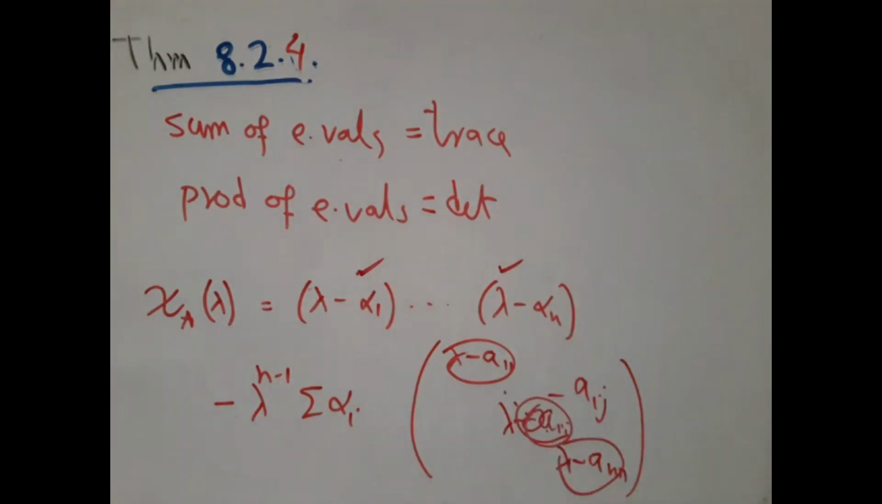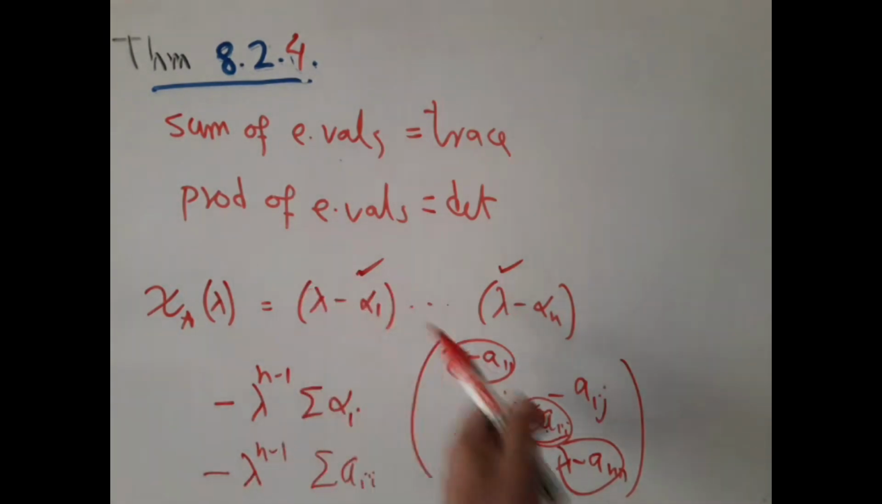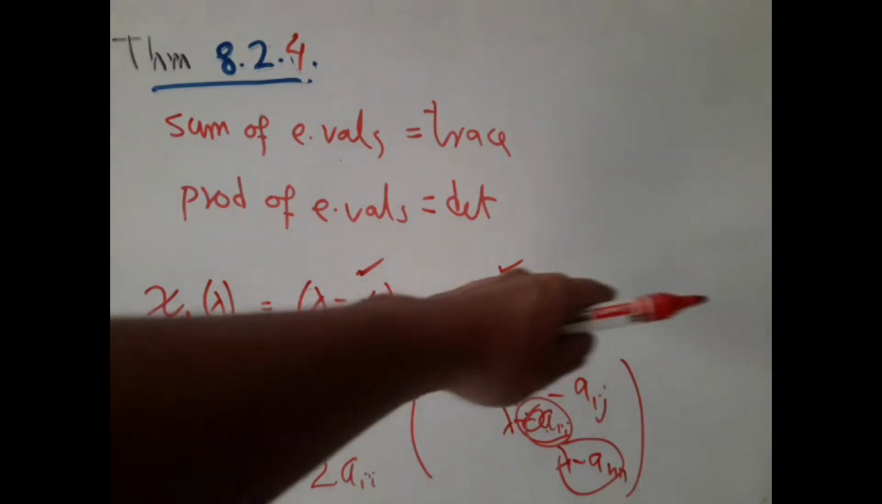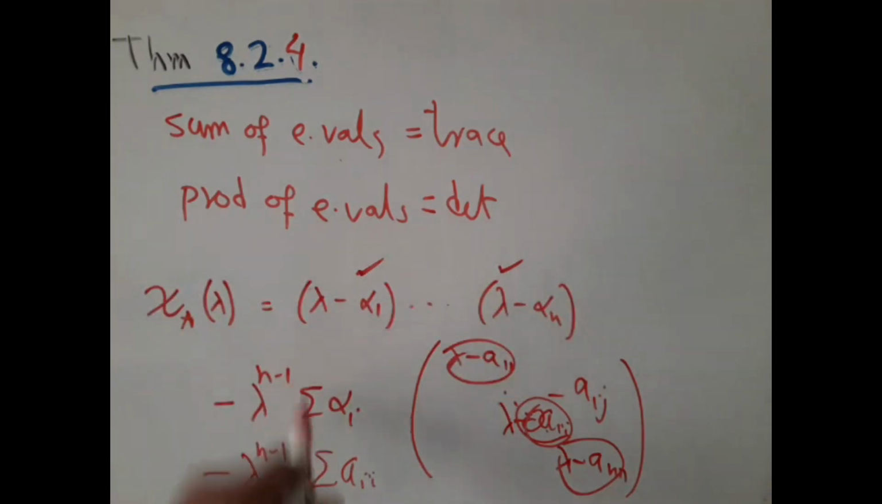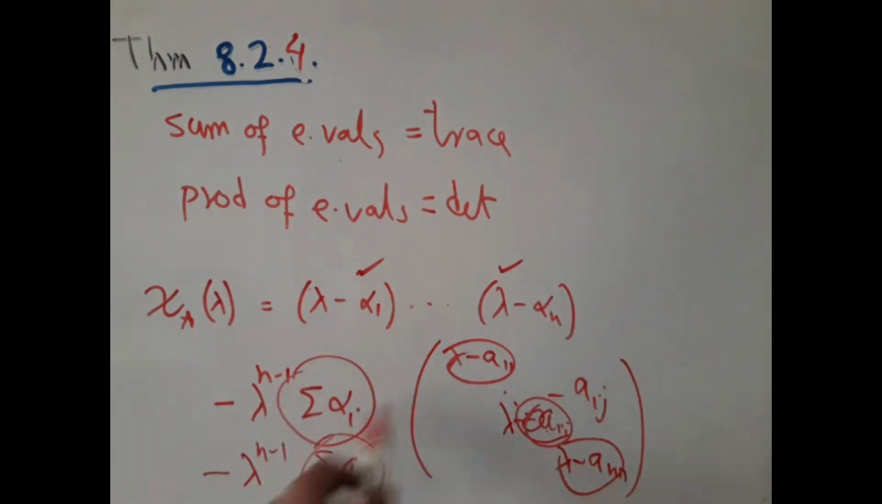So every time I am getting a lambda to the power n minus 1 term, it must have coefficient equal to minus a_ii, and I am adding them all up, so that thing must be minus lambda to the power n minus 1 times the summation of a_ii. So I have described the same thing both from the matrix side as well as from the polynomial side, and they must be the same, which basically means that the summation of alpha i must be the trace of the matrix.